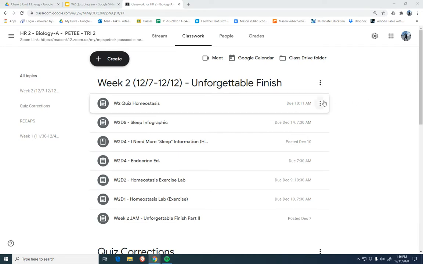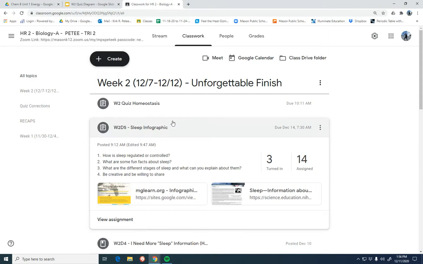Basically, we came into class and we discussed how to do a sleep infographic. And in order to do that, the students were provided with information on sleep, which is the link located here, or it says sleep information, and then a site or a link that gives them a bunch of templates they could choose from to develop a cool infographic on sleep.